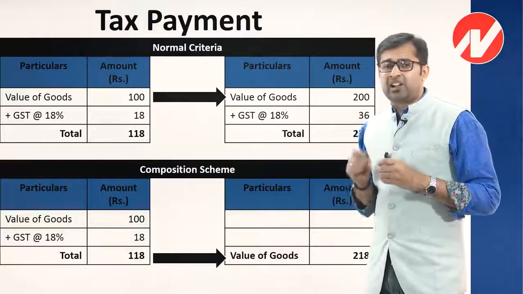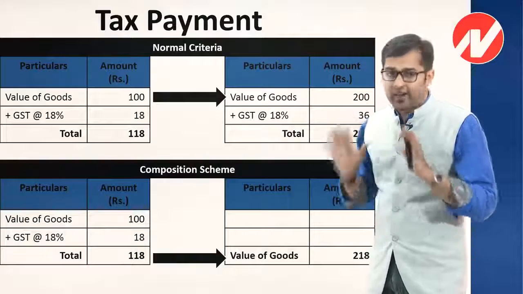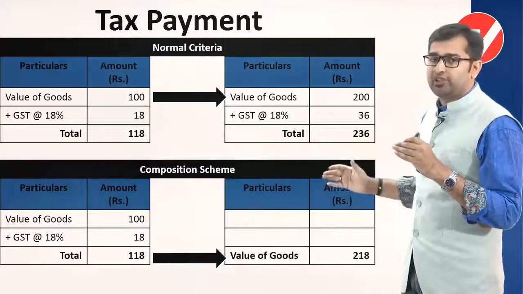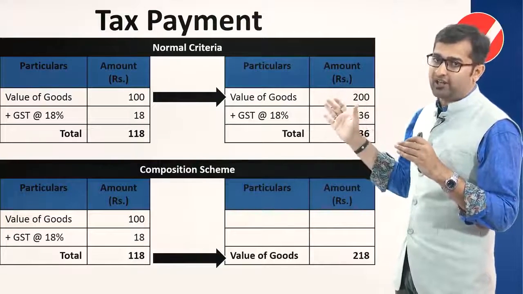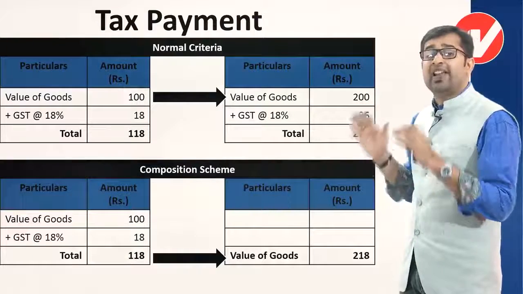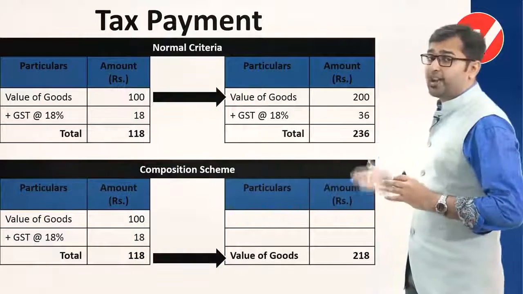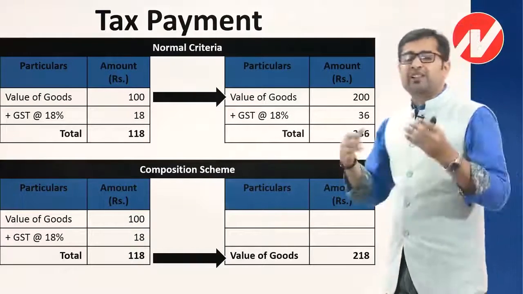But if I am dealing with a customer who is nowhere interested in any form of ITC, then in that case it is more advisable for me to go for a composition scheme rather than following the normal criteria. Under composition scheme, he will end up buying at 218. And in that case, this is a cheaper option as compared to 236. I'll just give you an example.